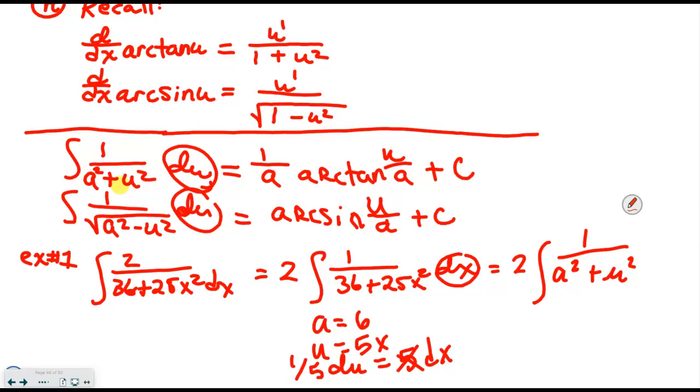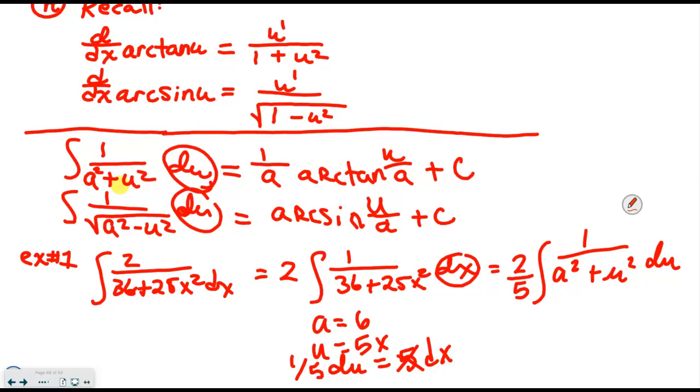And our constants come out front, so watch what I'm just going to do. I'm going to go like that, and then I'm going to go like that. That's what gets missed the most. All right, so that's why I said watch that du, because you might need a fraction correction. Now, if this was just 36 plus x squared, I'm gold.